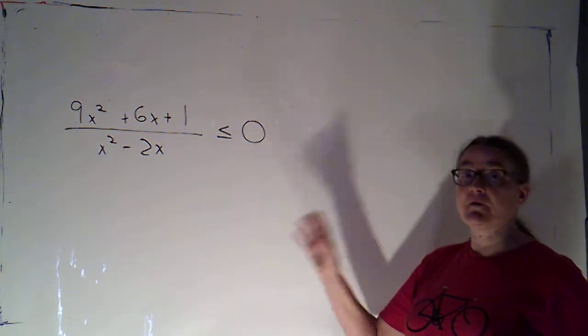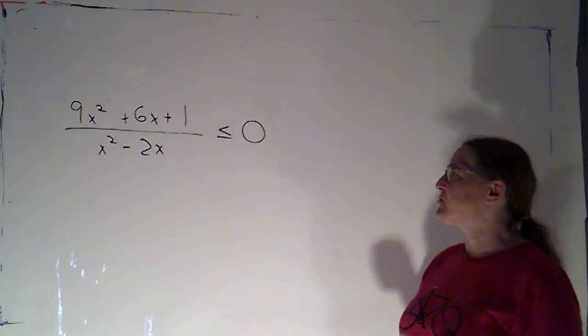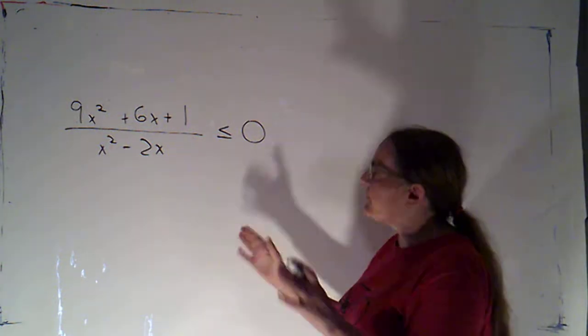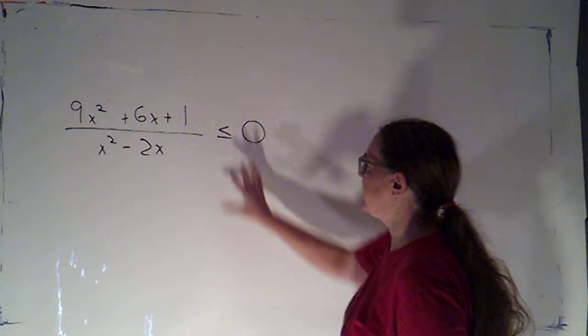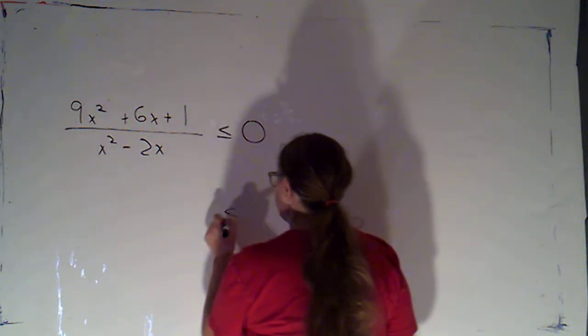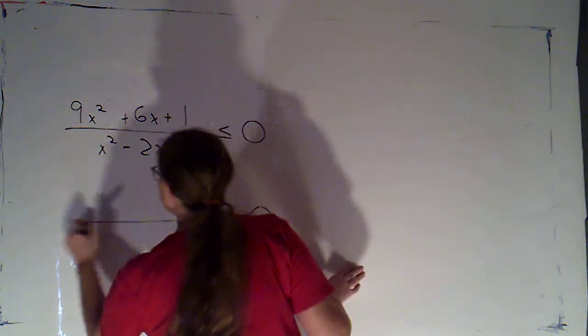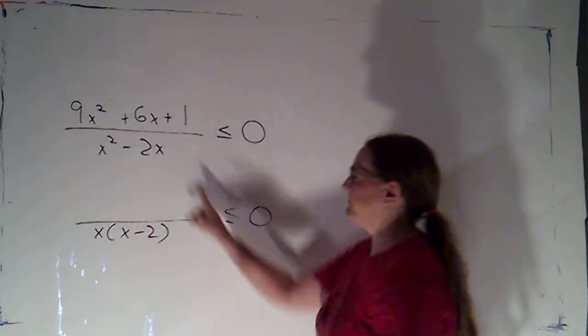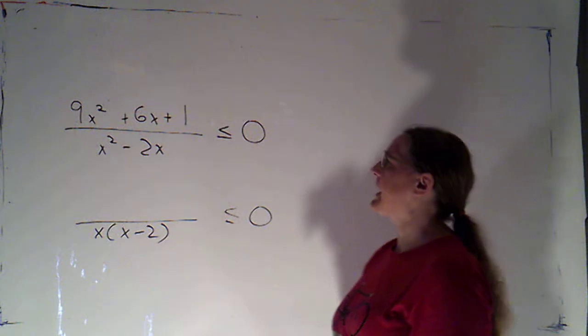Now, I'm working just over the real numbers here because we're talking about inequalities, and that means we're working in the real numbers. So in theory, I could have an irreducible quadratic, but let's check. So it's going to be less than or equal to 0. The bottom's the simpler one. That's going to just be x times x minus 2. I can factor out a greatest common factor of x.